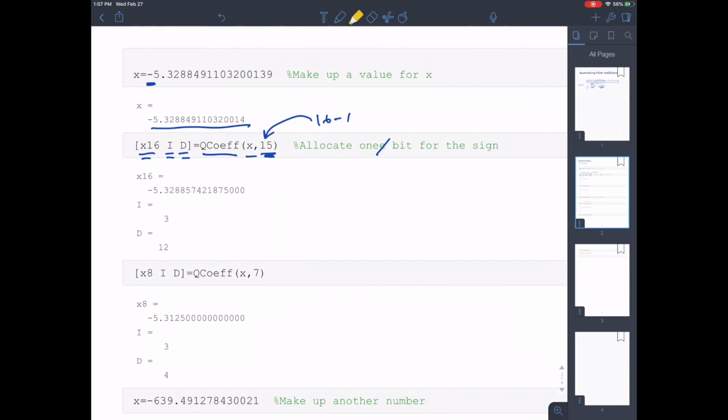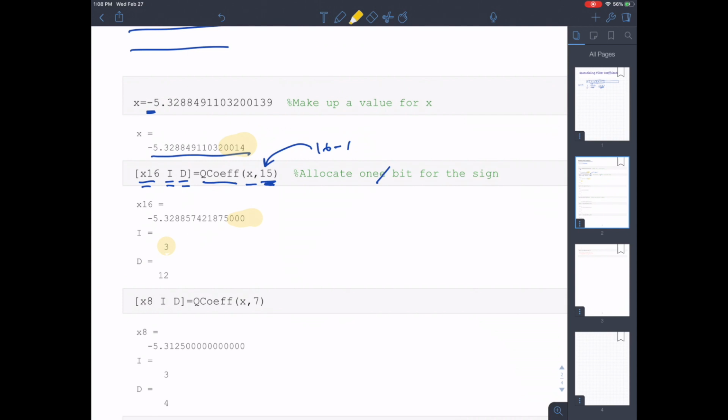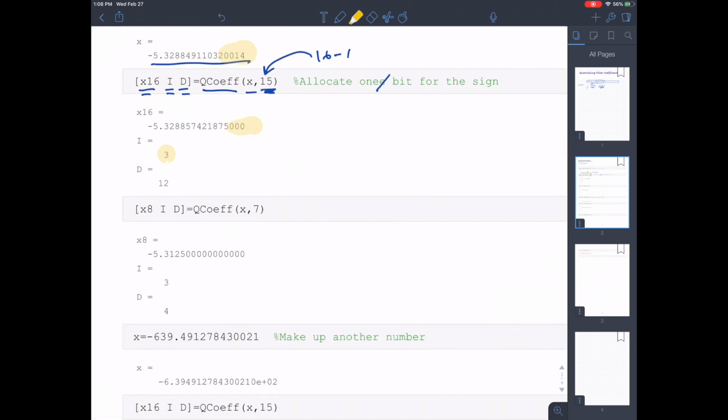you notice the original number had some decimal digits out here, and then we end up with zeros because this is quantized to 16 bits. It takes 3 bits for the integer part. Does that make sense? Well, it takes 3 bits to represent 5. 2 bits is not enough; the most 2 bits can do is 4. Then the decimal portion is just 15 minus 3, which is 12, because we have 1 bit for the sign bit.